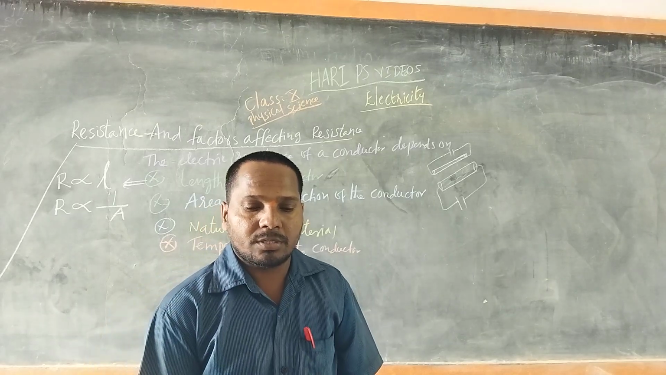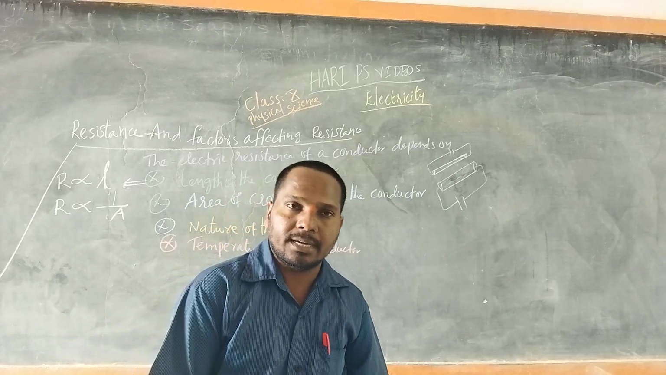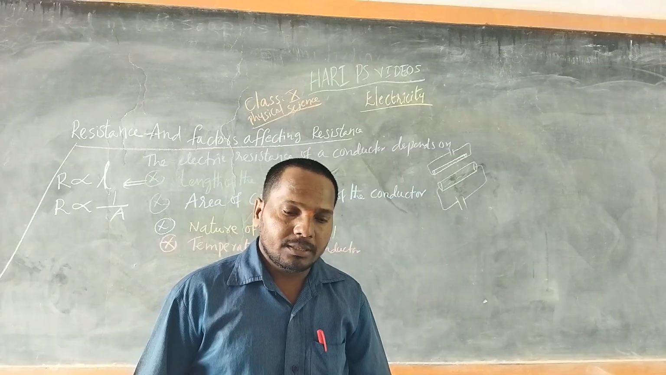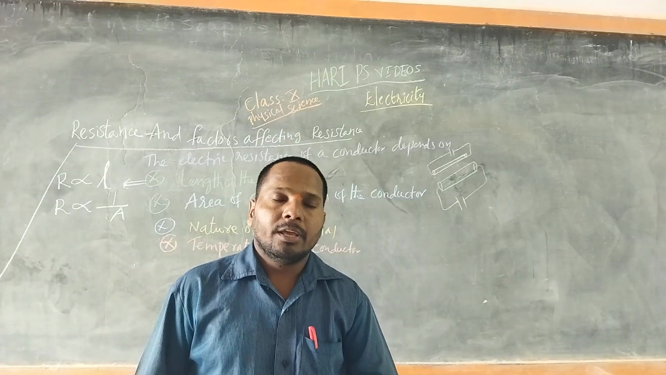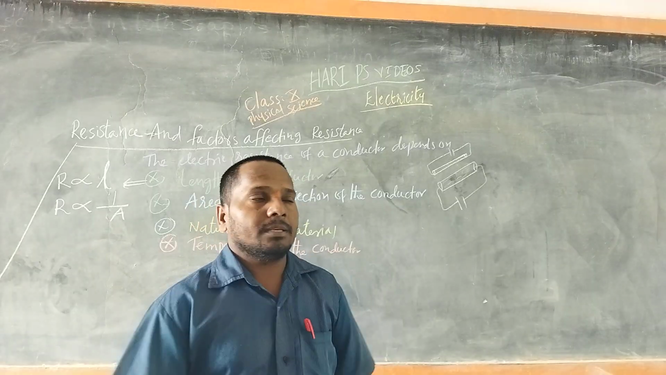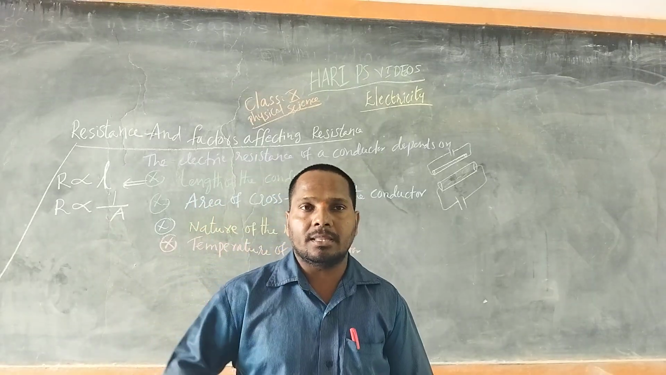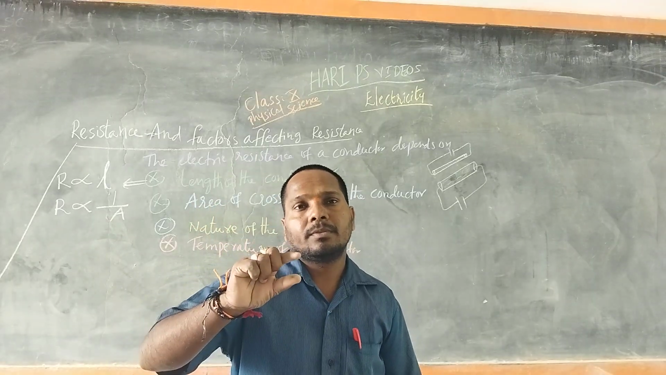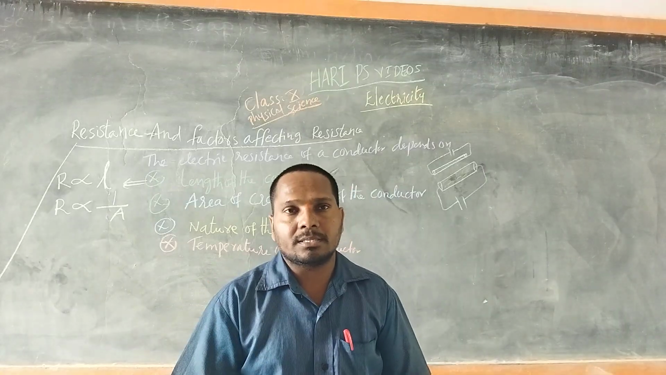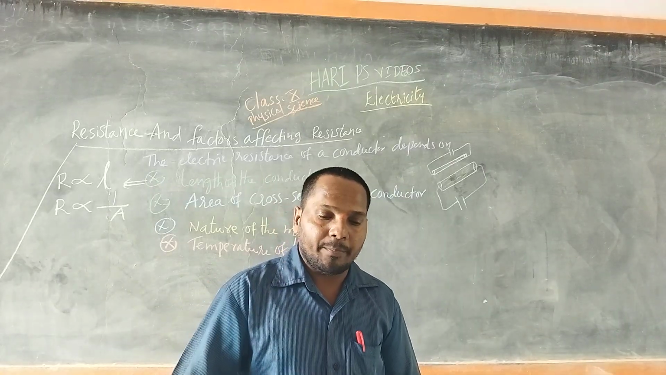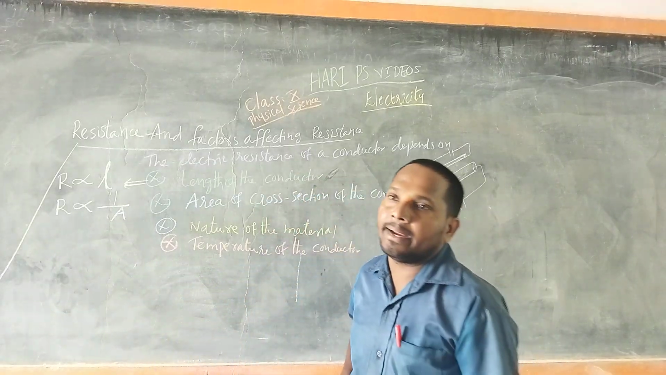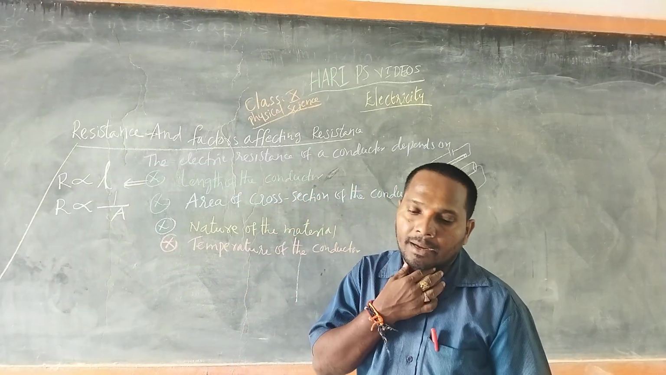So finally we can say that a short length of thick wire is used for getting low resistance, and a long thin wire is used for getting a high resistance. Nothing but simply the thickness. You can say more thickness, less resistance. Less thickness, more resistance. The thickness of a wire is usually represented by its diameter.